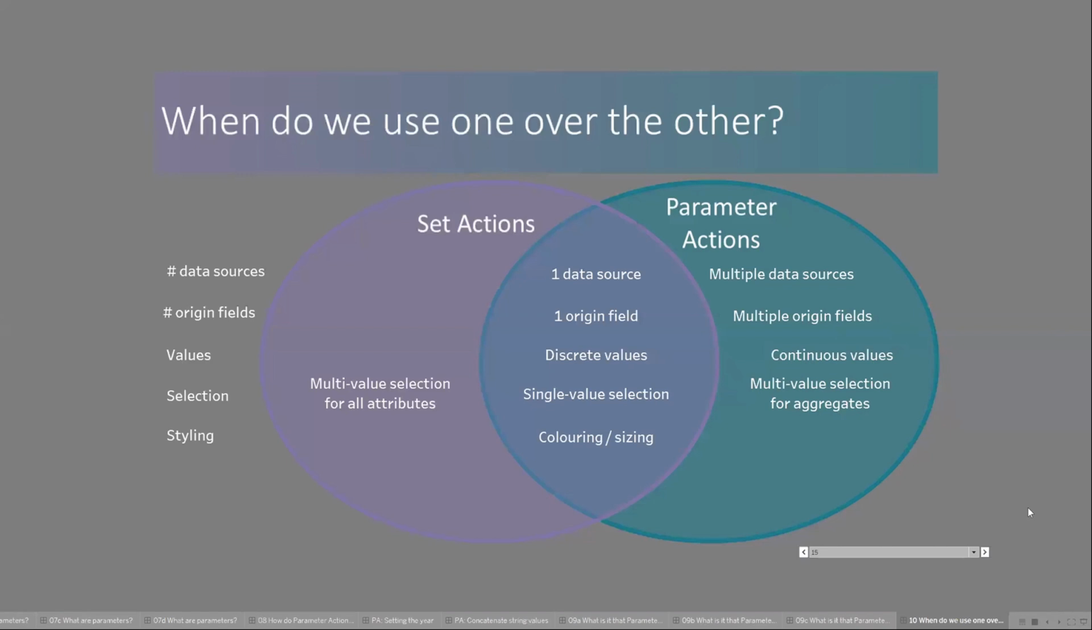But as soon as you care about the deviation of something where you definitely have to calculate, either one is fine. And last thing, filtering. Yes, you can use both to filter, but your set actions will help you filter multiple values if you want to include or exclude multiple, whereas parameter actions will help you filter relative to a value.